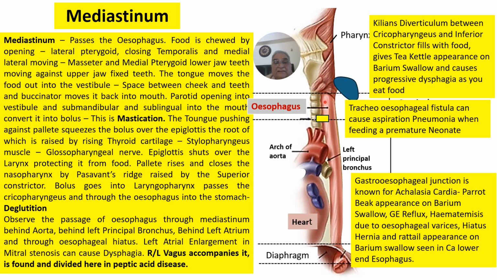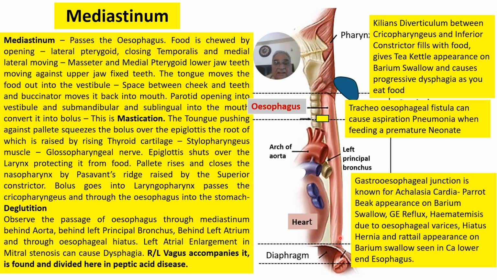The second condition is that since trachea and esophagus develop from the same tube, sometimes there is an opening between the trachea and the esophagus called the tracheoesophageal fistula. And this can cause aspiration, that means coughing, and pneumonia in a premature neonate, because when you feed the milk it will actually go into the trachea and the lungs.